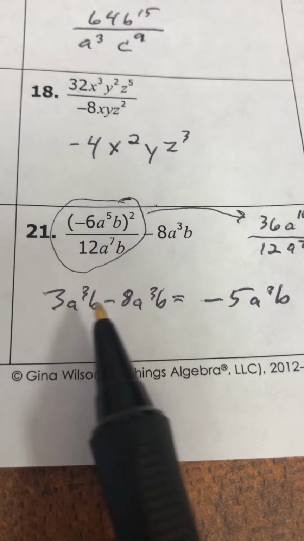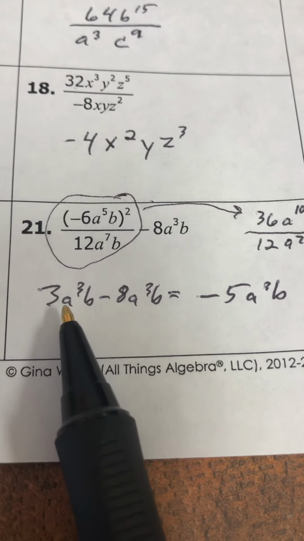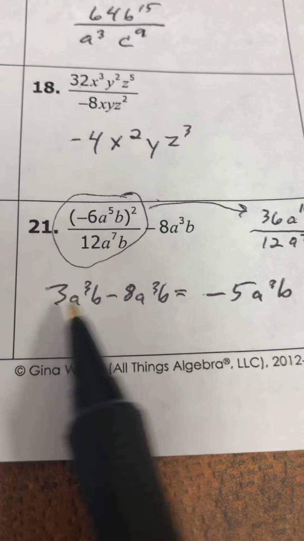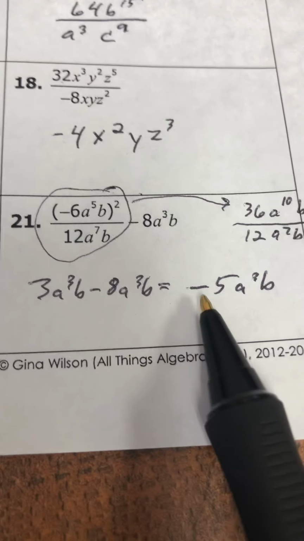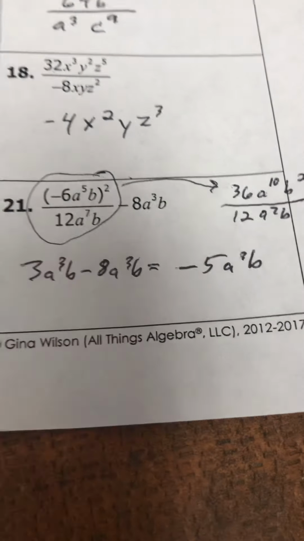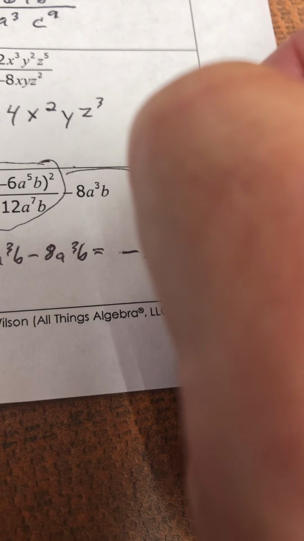Notice that now I can do subtraction because they are like terms. They both are a cubed b, okay? So now I could do 3 minus 8. What is 3 minus 8? Negative 5, a cubed b. And I'm done. That's a 3 there. I know it's kind of ugly, but I'll make it a little bit better for you.